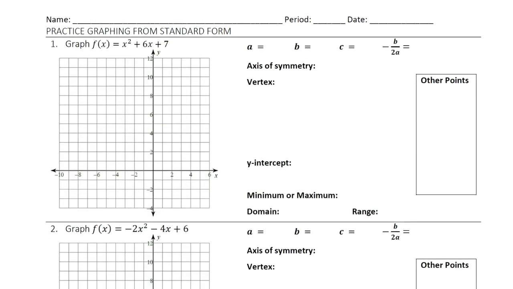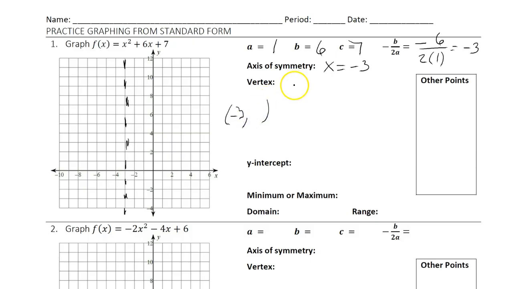Let's practice with this example. In this case, a equals 1, b equals 6, c equals 7. Fill in the formula with negative 6 over 2 times 1 for a negative 3. The axis of symmetry is x equals negative 3. Draw a dotted line at x equals negative 3. The vertex will begin with negative 3. Plug in the value negative 3 into the function.